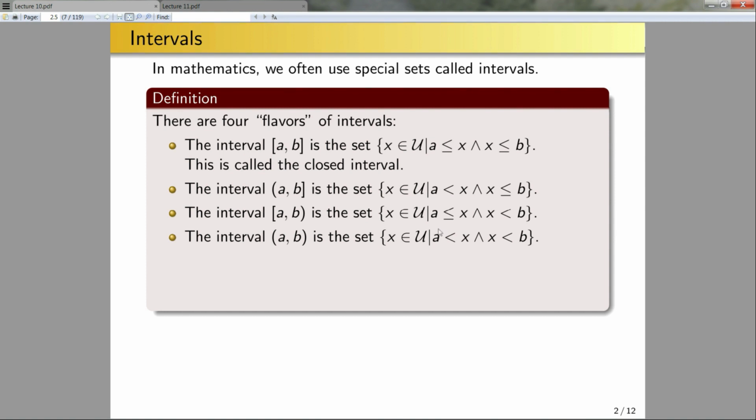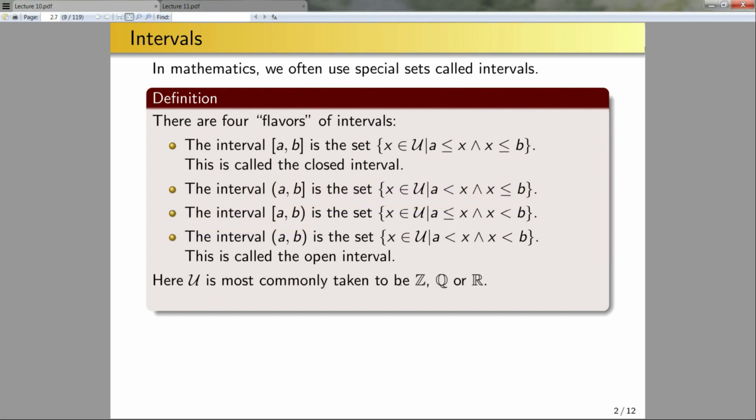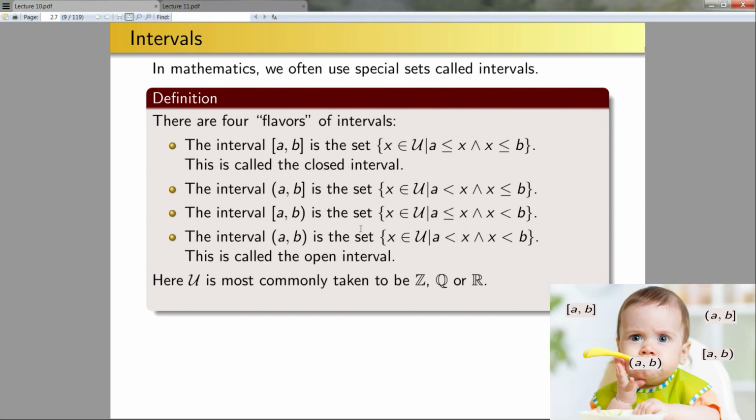So this last interval has a name. It's called the open interval. These two other intervals you could call half open or half closed if you want, but we're not going to give them any particular name here. So again, U is most commonly taken to be Z, Q, or R, but again, you can use any set of objects as long as these operators are defined for the objects that you're using. So those are the four flavors of intervals.